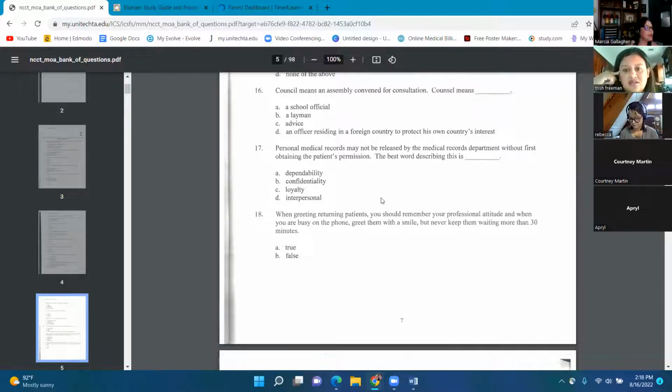Okay, 17. Personal medical records may not be released by the medical records department without first obtaining the patient's permission. The best word describing this is dependability, confidentiality, loyalty, or interpersonal. Confidentiality. B, confidentiality. Y'all felt more comfortable with that one, right?